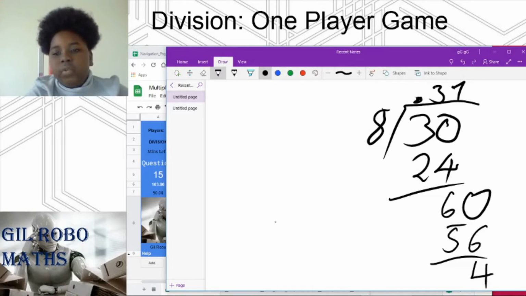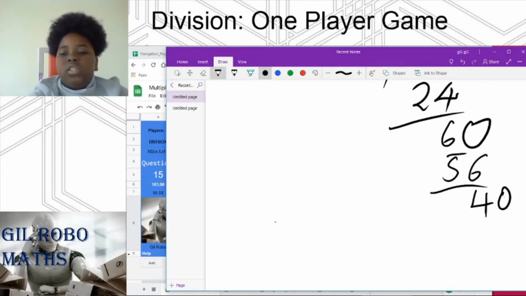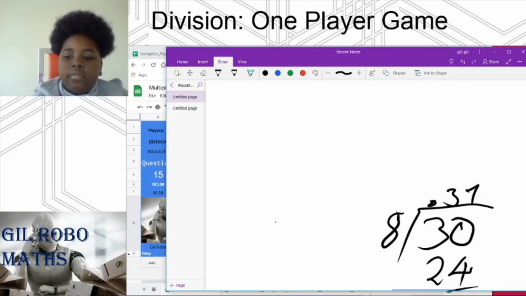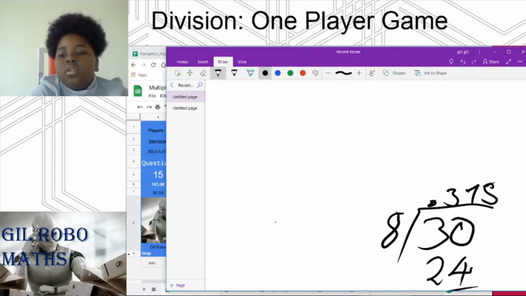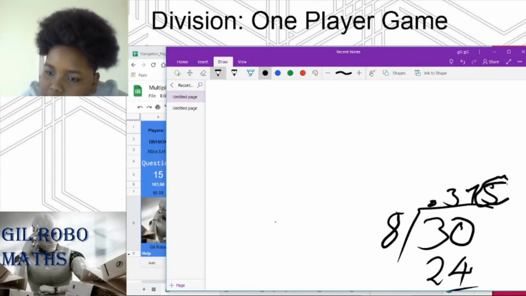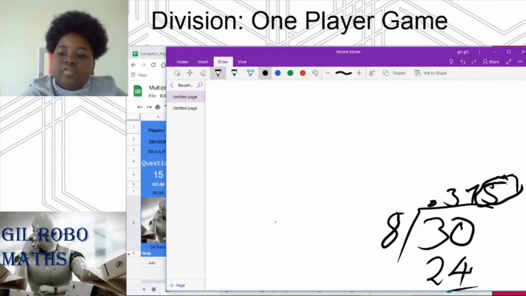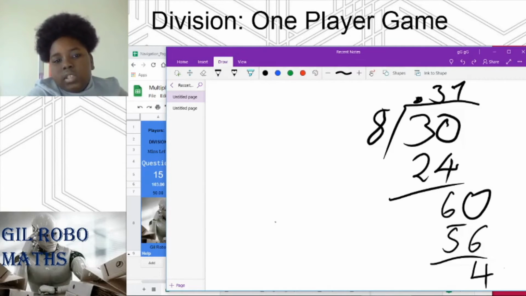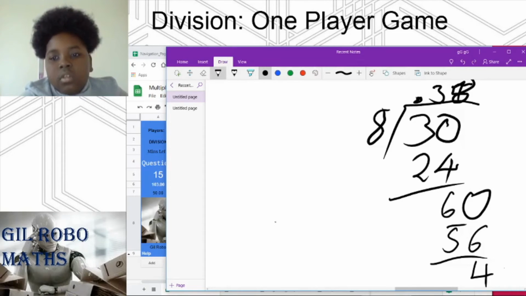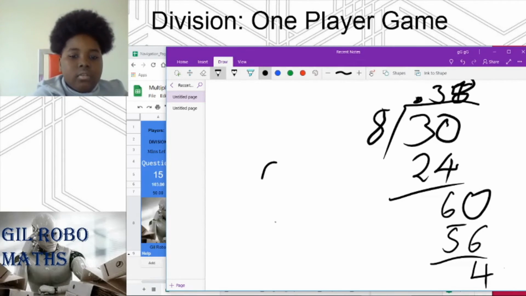So 8 in 4 can't go. Put a 0, but you don't put a point. 8 in 40 is 5. Now, time for rounding up or rounding down. We look at this last number. Is it going to round up or round down? Right now it's 5 exactly, so it's going to round up. That means it's going to give one more, and that would now be 0.38. All right.